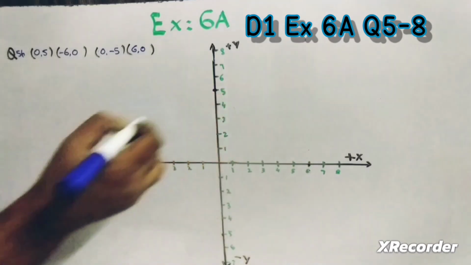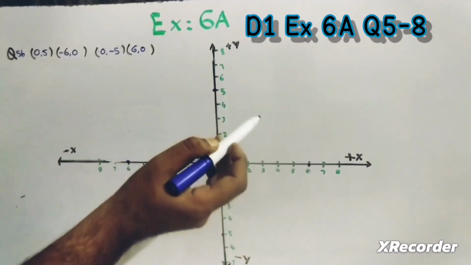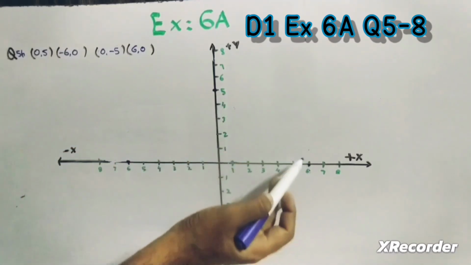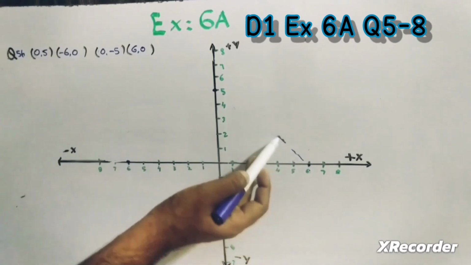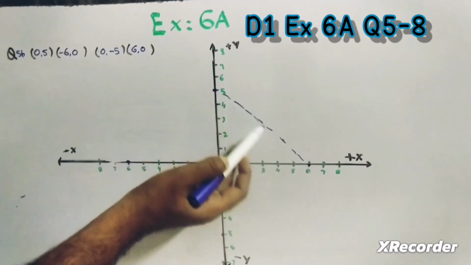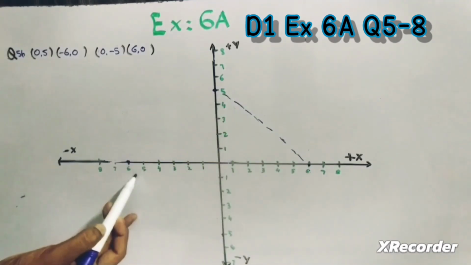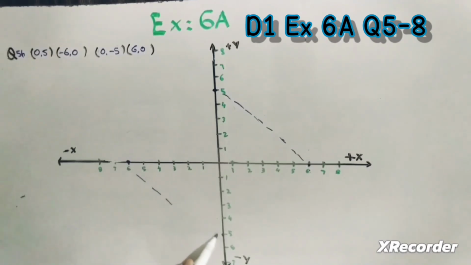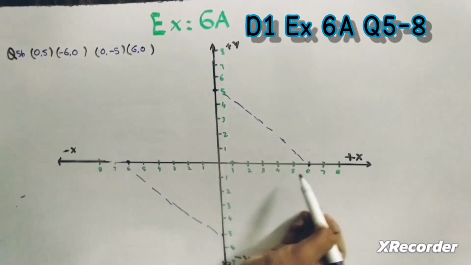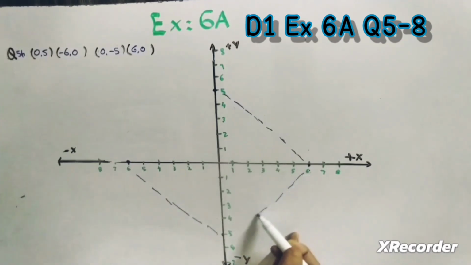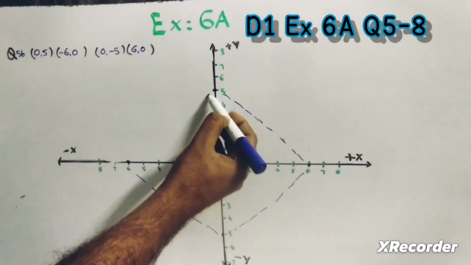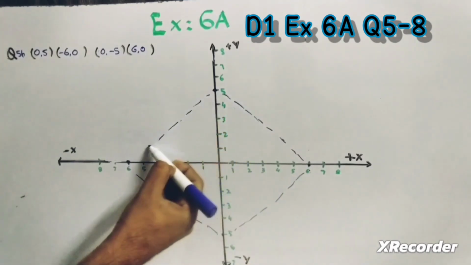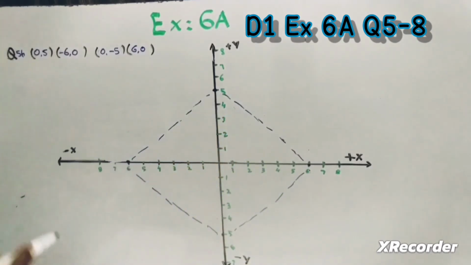So there are 4 points. If we draw, what shape we get is a diamond shape.